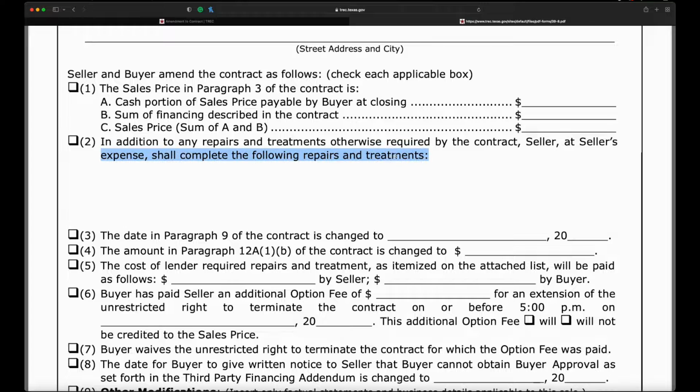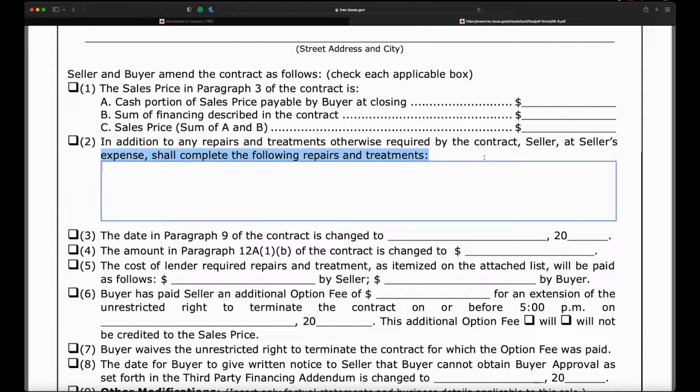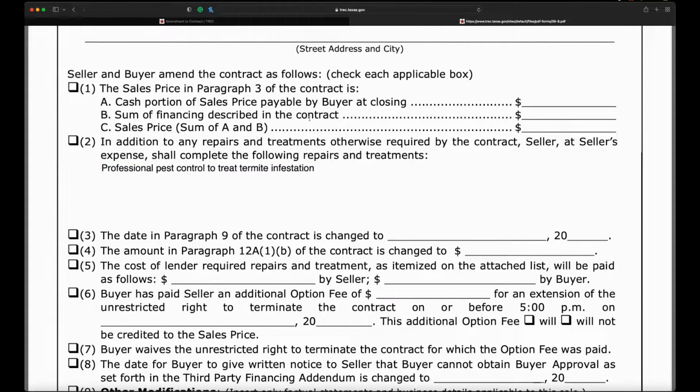Treatments is also for maybe a termite infestation. If it does have a termite infestation, it's just a professional pest control to treat termite infestation or something like that. Like that.